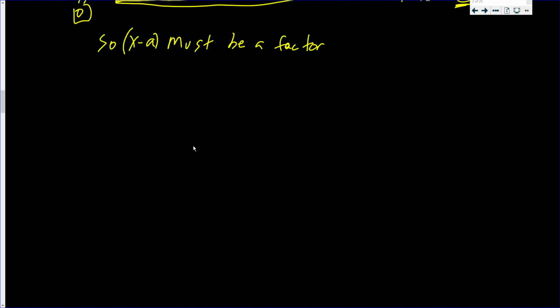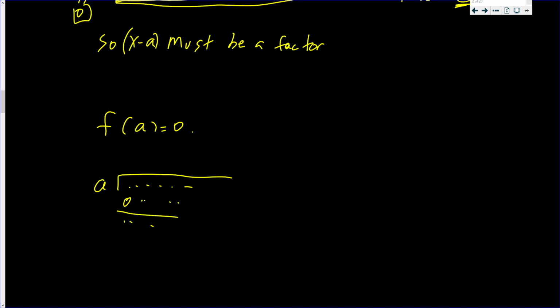Now, if we have that f of a is equal to 0, that is, if we were going to use synthetic division to find f of a, what's going to happen is you're going to have some numbers here. You're going to put some 0. You'll get some numbers here and put some numbers up here. But in the very end, you're going to have 0.